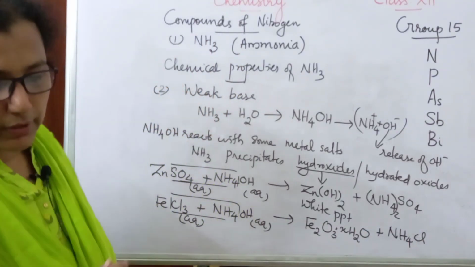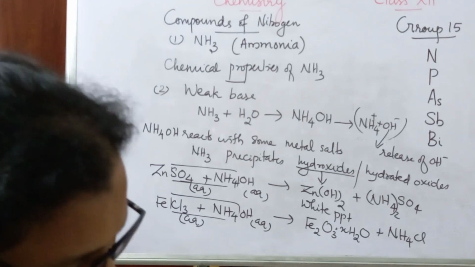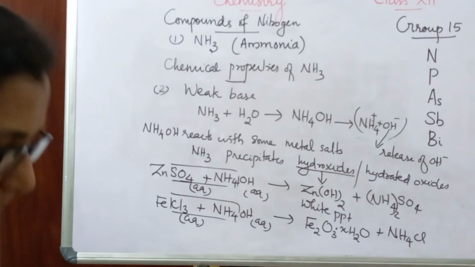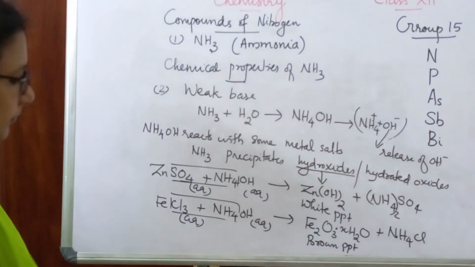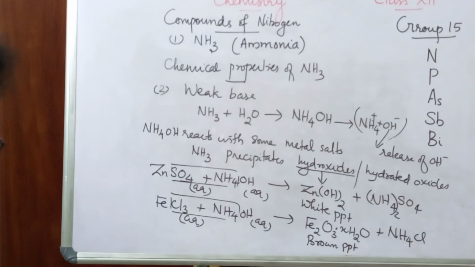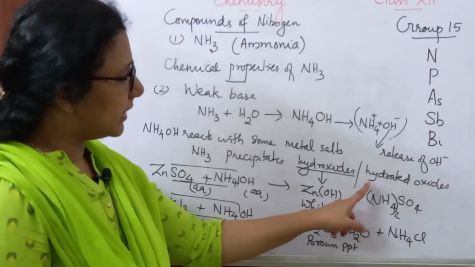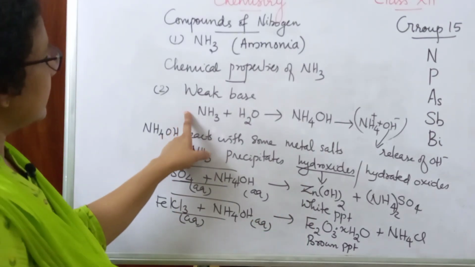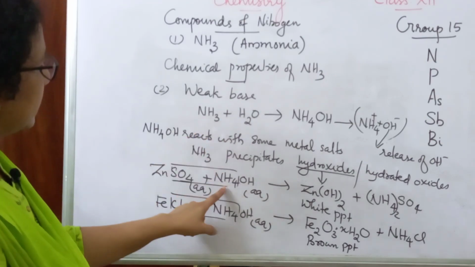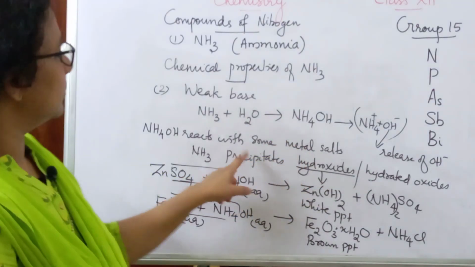Ammonium chloride will be the byproduct. Here Fe2O3 is a brown precipitate. So in this case, we can see a white precipitate of hydroxide and a hydrated oxide, which is a brown precipitate. So in these two cases, we can say it acts as a weak base. So ammonia actually precipitates hydroxides and hydrated oxides with some metal salts. So that is the reaction.